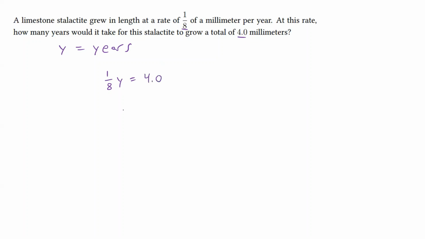Now we have a linear equation, which we can simply solve by multiplying both sides by 8. Doing so yields y is equal to 32, which means that it takes 32 years for the stalactite to grow 4.0 millimeters if it only grows 1/8 of a millimeter each year. You do not need to include the units in your answer.